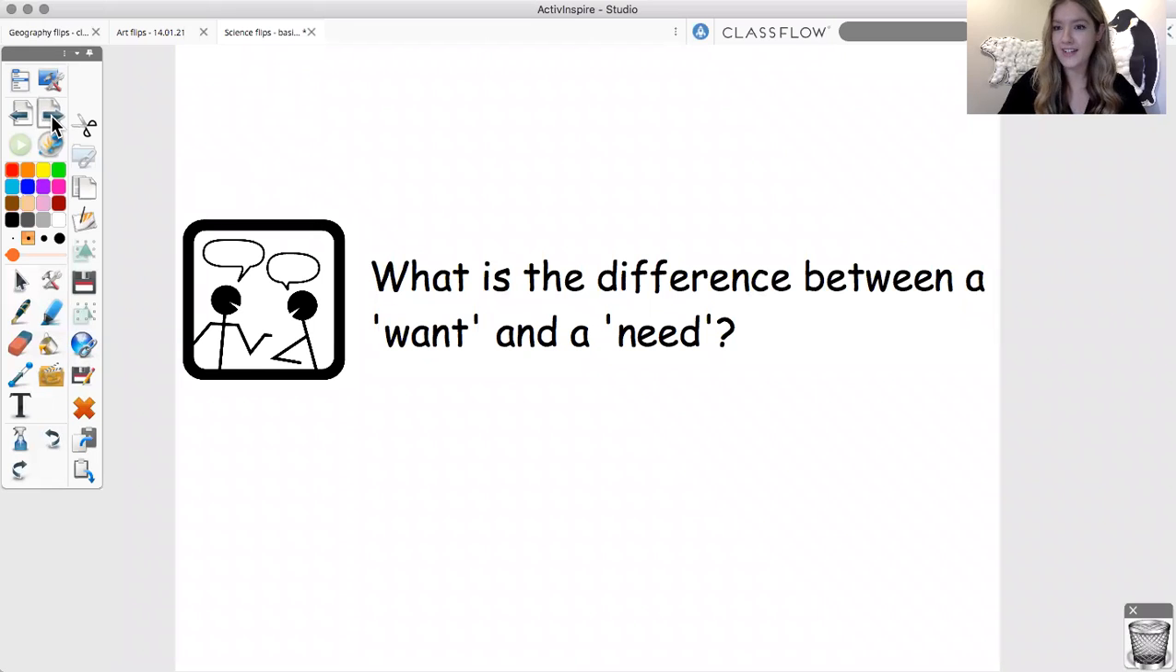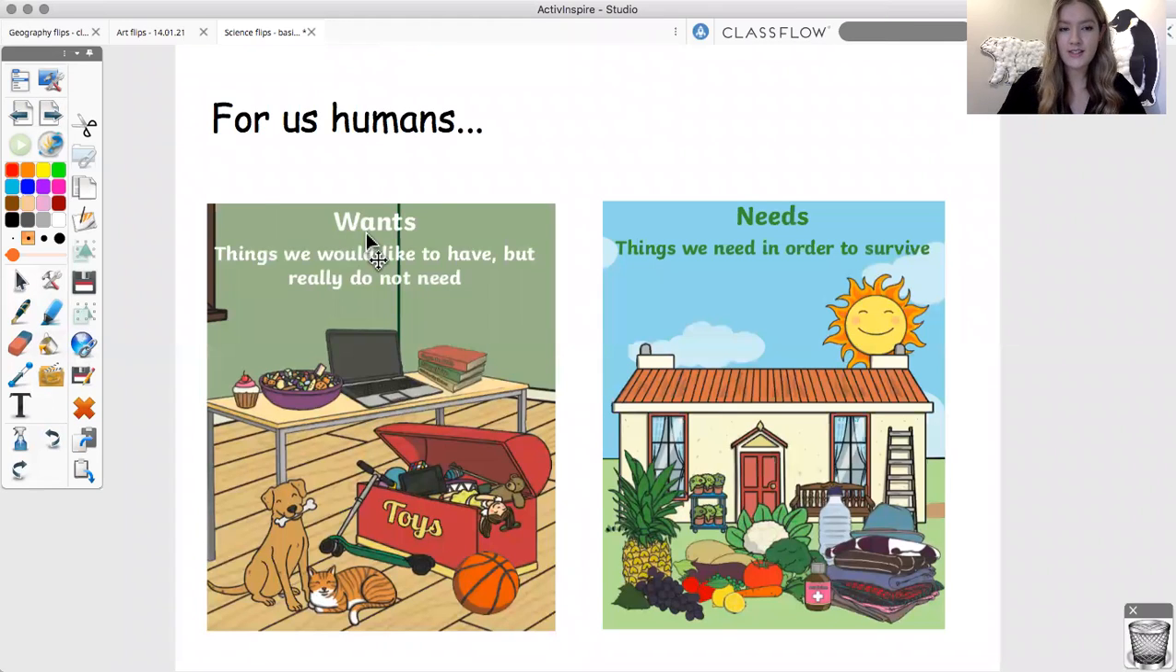Well done. Right, let's find out then. So for us humans, wants are things we would like to have, but really do not need. So we've got some different examples here. For example, we've got a laptop. Laptops are nice to have, but laptops aren't needed to survive. And here we've got the needs section, things we need in order to survive, to keep on living, to carry on existing. And here we've got shelter, we've got water and medicine, lots of different food and clothing.